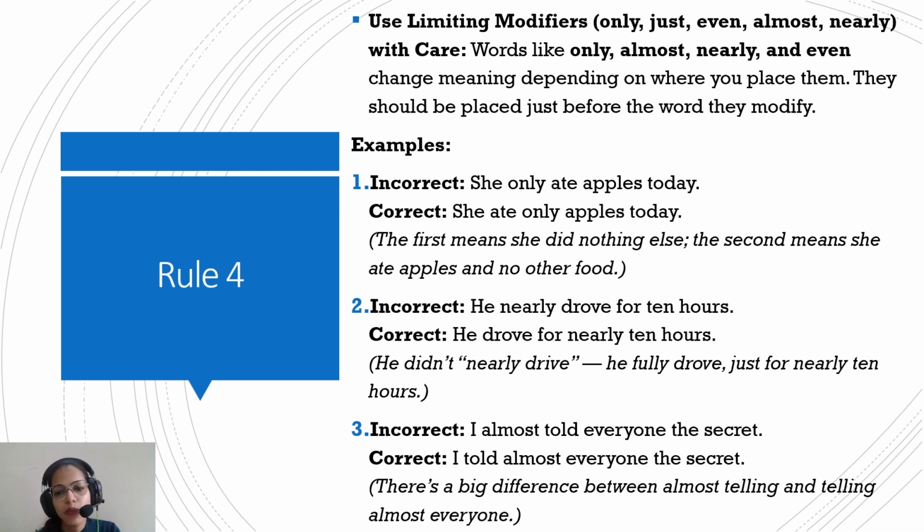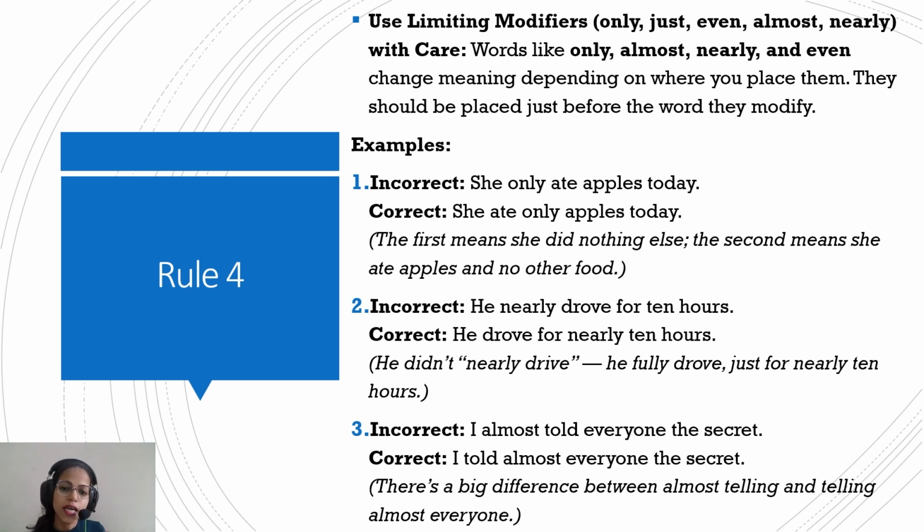She only ate apples today. So now the placement of "only" in the statement is such that it feels like the whole day she did nothing but eat apples. But if we just change the position of "only", she ate only apples today. Now "only" is modifying apples, and it shows that she didn't eat anything else. Where "only" before "ate" is modifying "ate", that means she did only one activity in the whole day, eating. So she only ate apples today.